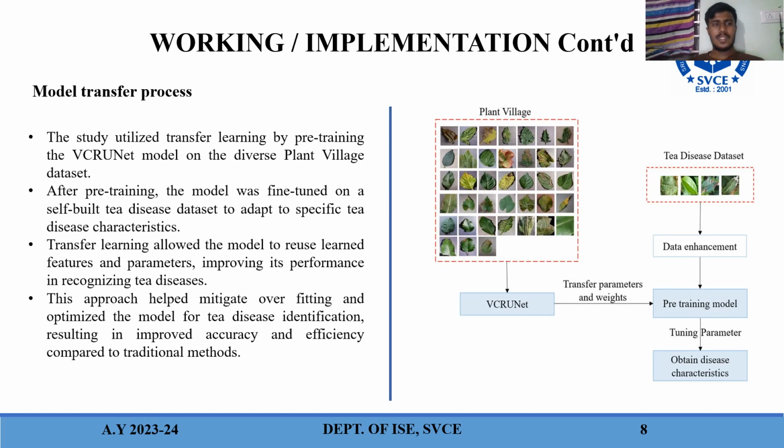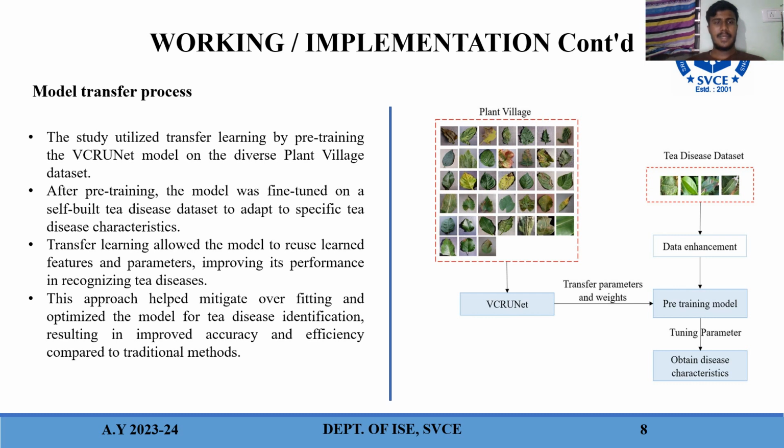So this is a model transfer process, where we take the PlantVillage dataset and construct a VCRU-Net unit, and transfer the parameters to the pre-training model, which is taken from the tea disease dataset. The dataset is put through data enhancement and sent to the training model, which shows the obtained disease characteristics.